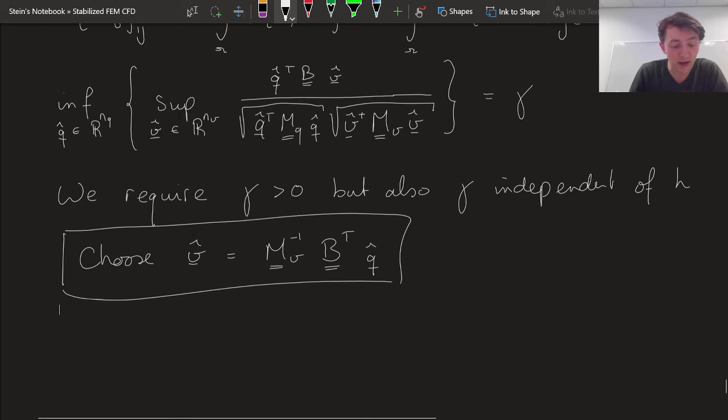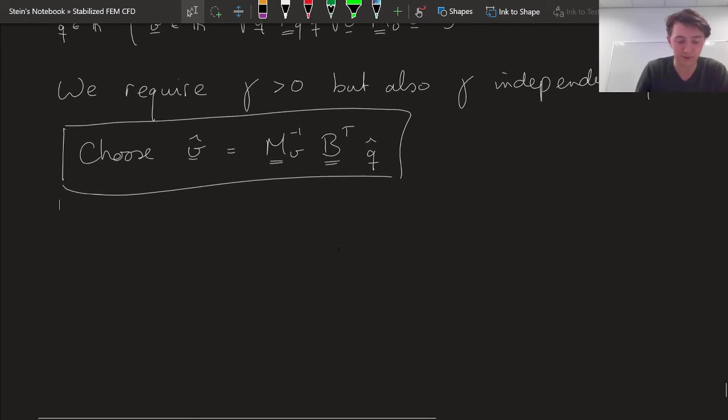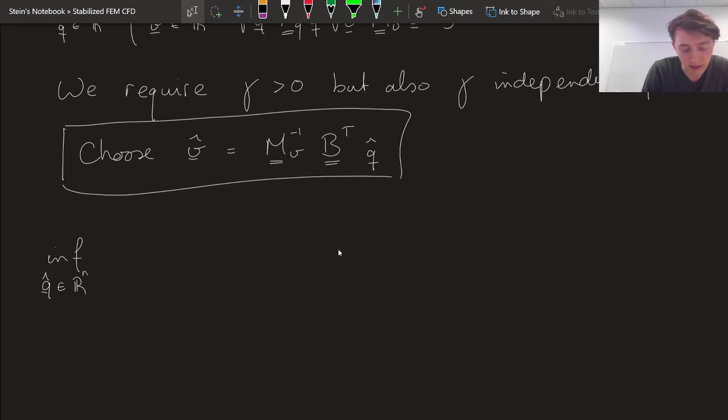Well, first of all, after that, I don't have a supremum over V anymore. I picked a certain V, right? So we only have the infimum over Q. So we have the infimum over Q hat in R^n_Q of, and now this expression becomes quite lengthy.